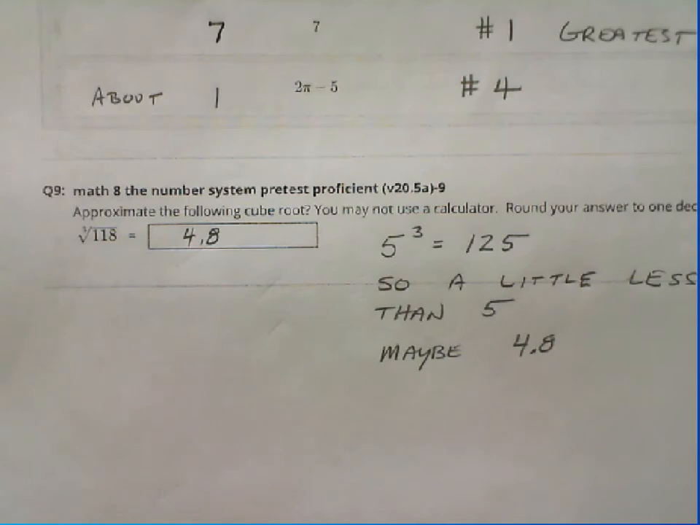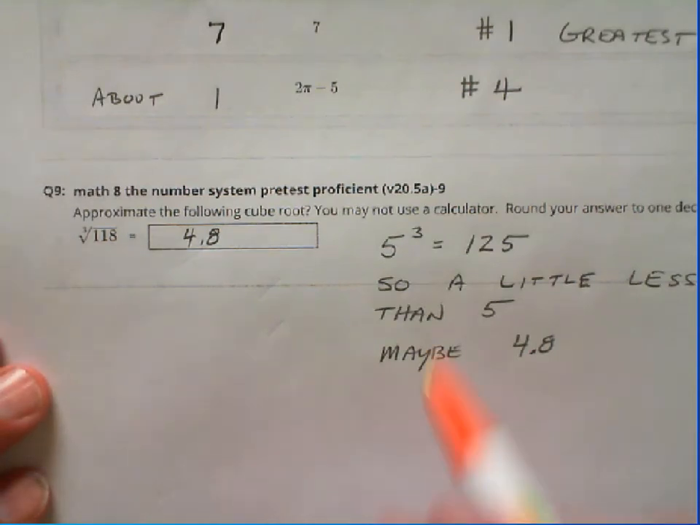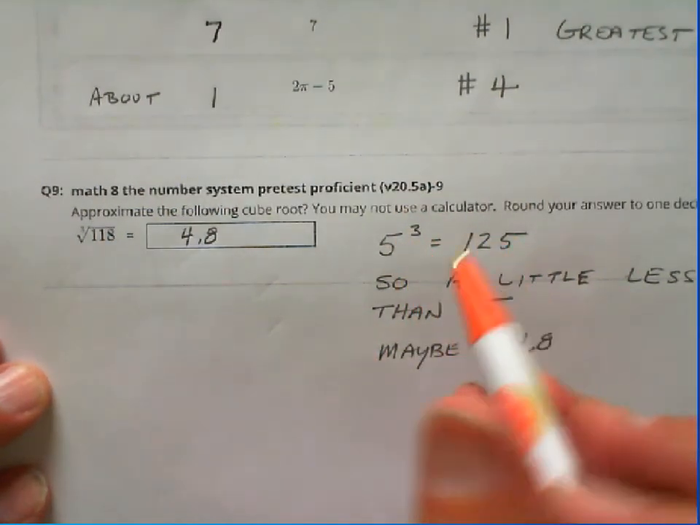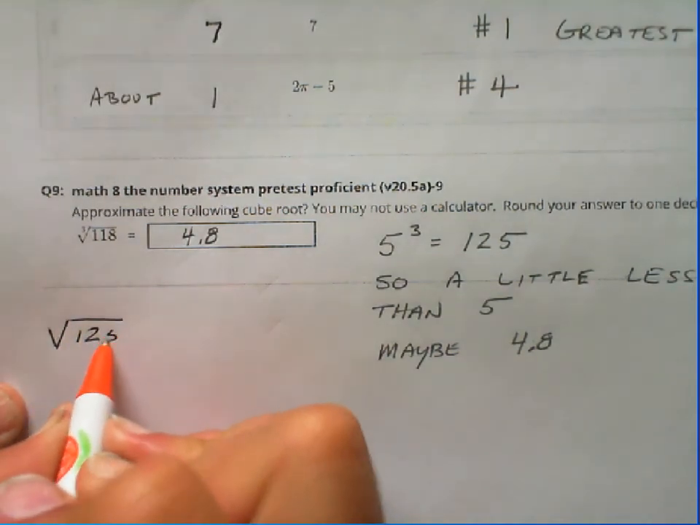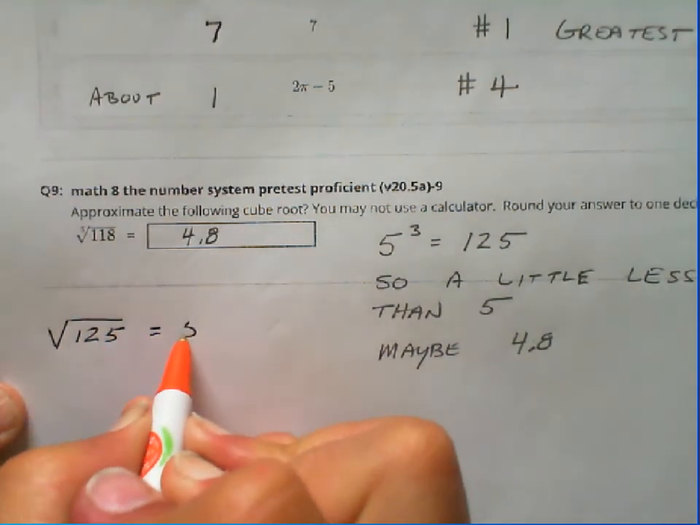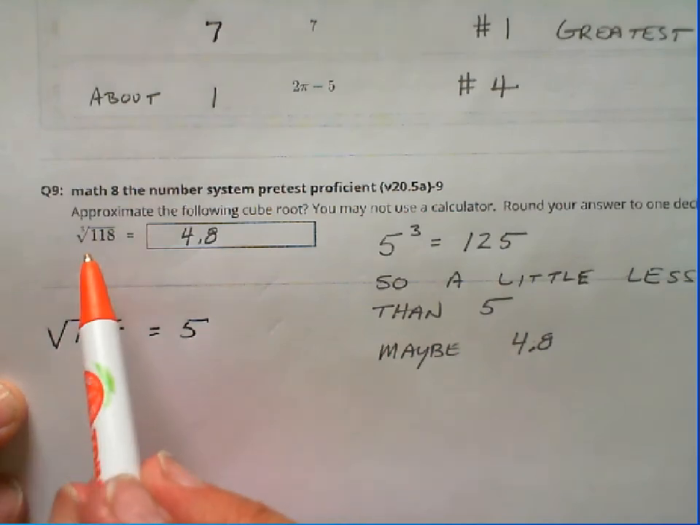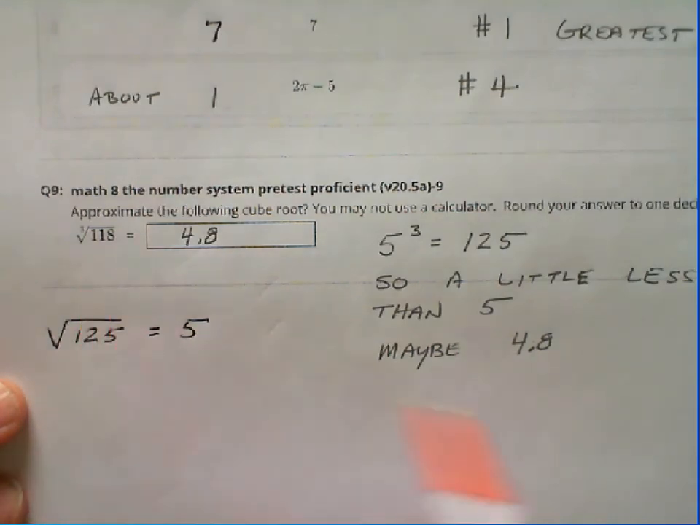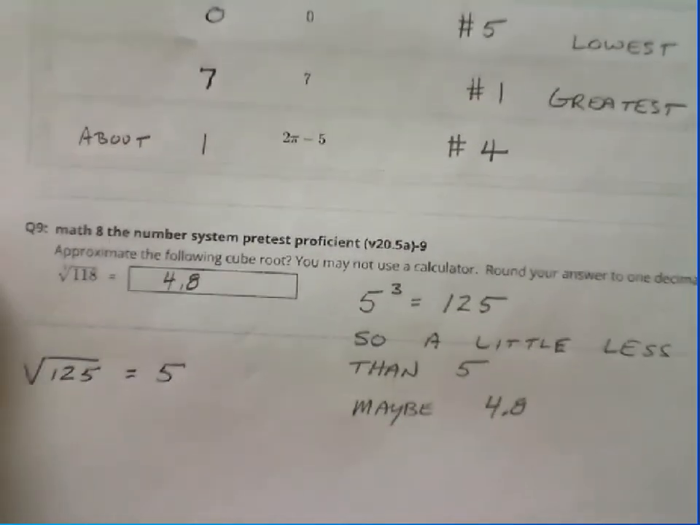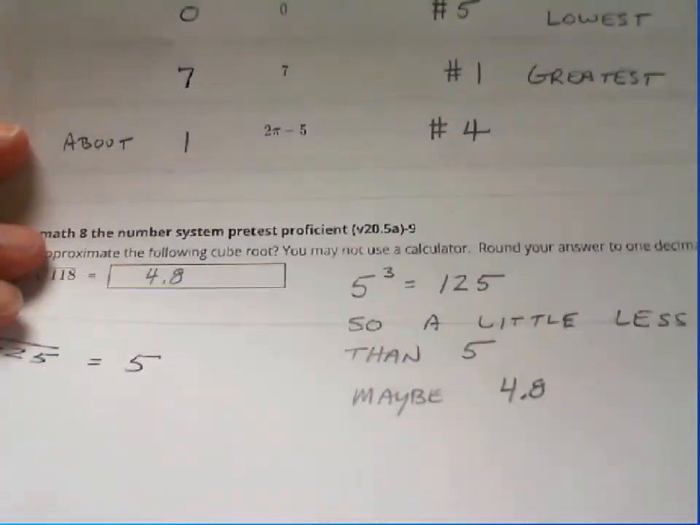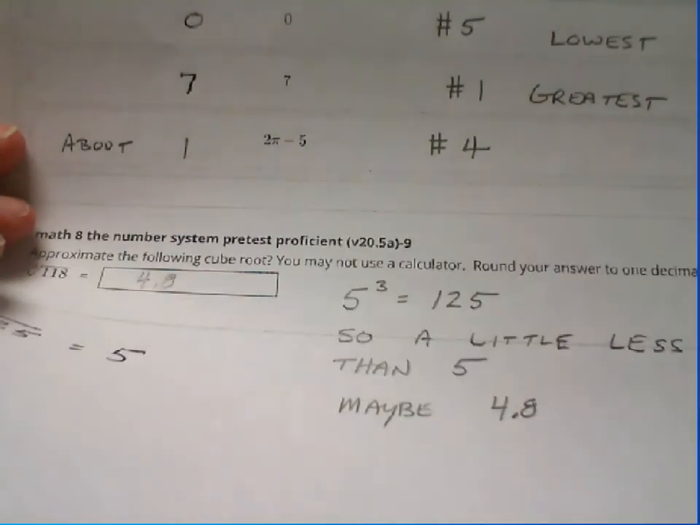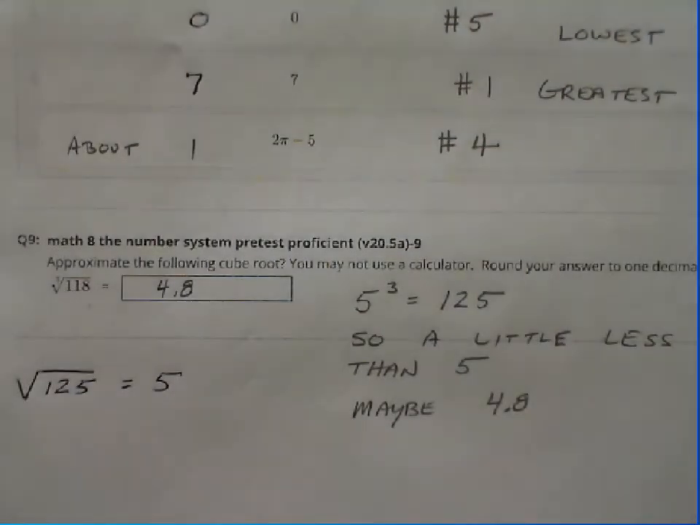Approximate the cube root of 118. Well, I know that the cube root of 125 is 5. So this is going to be a little bit less than 5. So I put it at about a 4.8. And I would accept 4.8, 4.9, and 5. I would actually accept a 5 on that one.